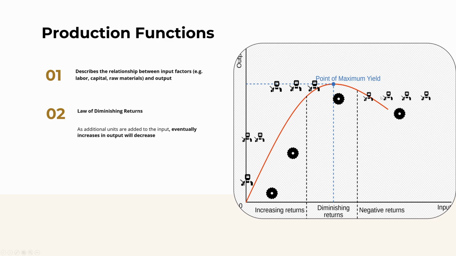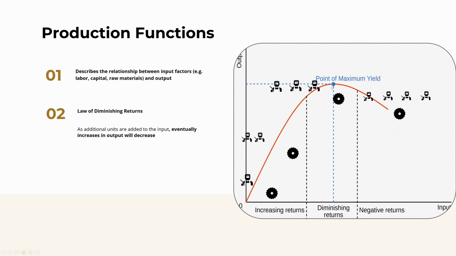So here we have 4 workers and 1 machine. Essentially here, the capacity of the machine is being fully used, but it's not being used efficiently. You can see how, for instance, these workers will essentially be in each other's way, thereby decreasing the productivity. So this is the law of diminishing returns.